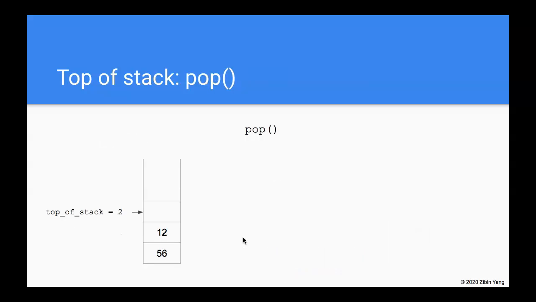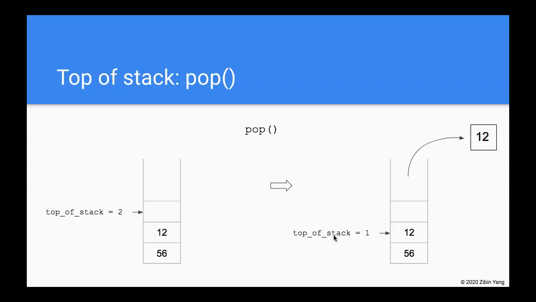Okay, next, the pop operation. When we do pop, you notice that we cannot really just return the item at top of stack because there's nothing there. So what we should do is first decrement top of stack by 1, and then return what top of the stack is pointing to after it's decremented by 1, which at this point is 12.